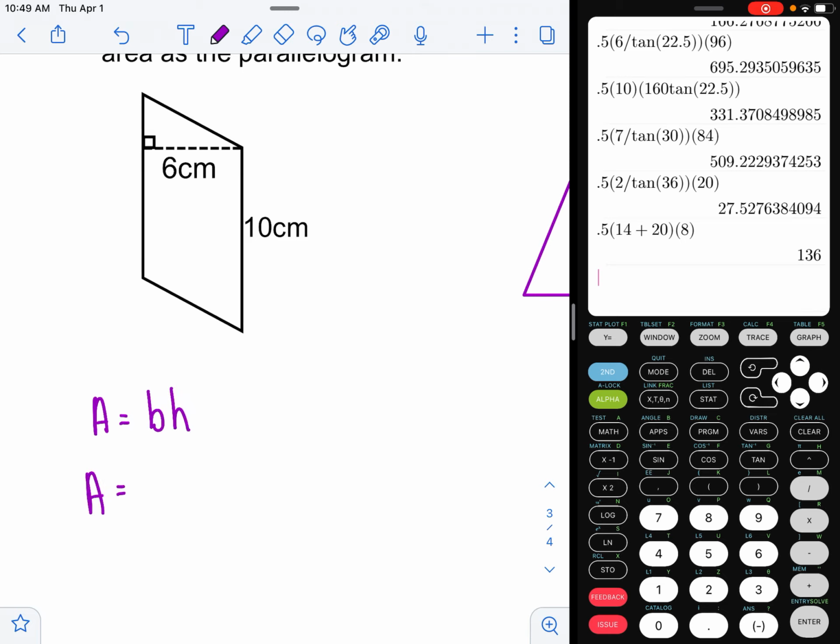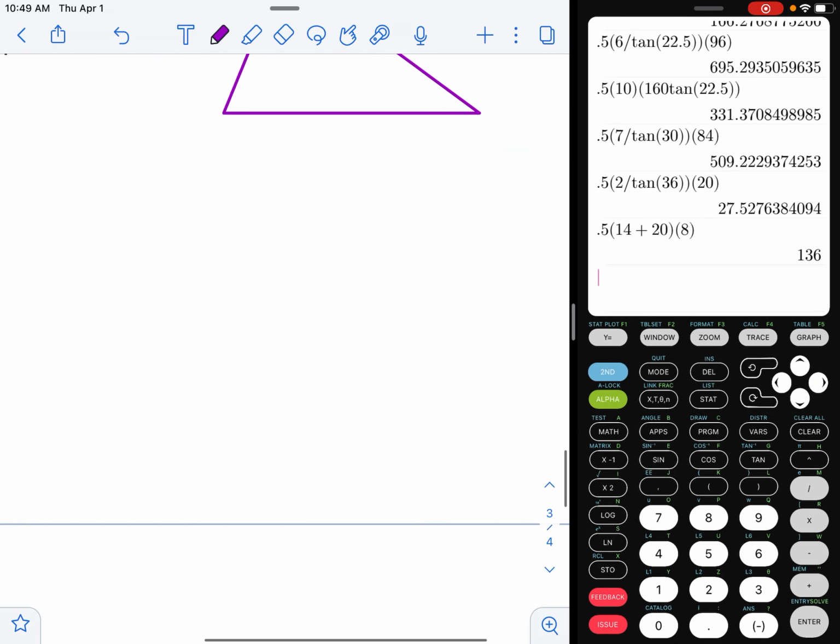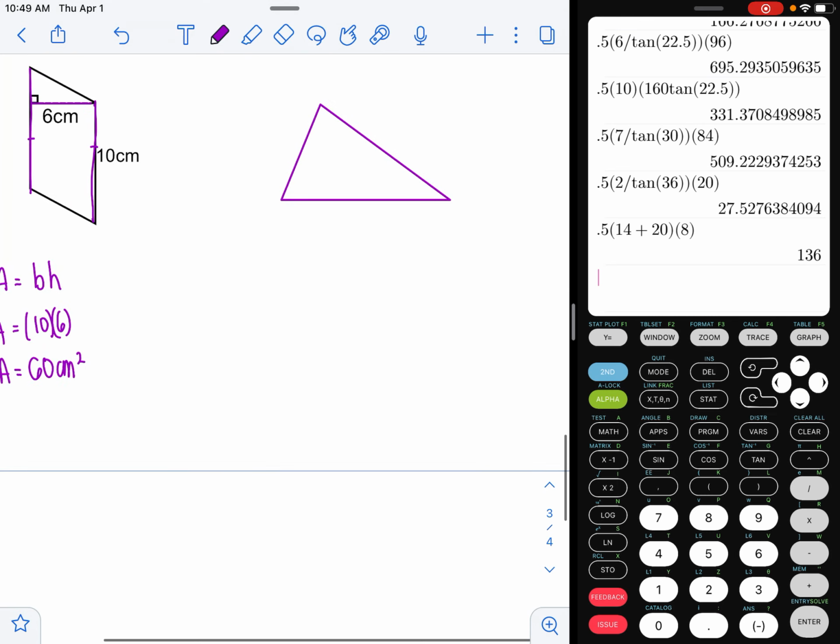Area equals. I need the base and the height. Remember, the base and the height are perpendicular. So here's my height, here is my base, or here is my base. It's the same, right? 10, 10. So I do have my base, it's 10. Oops, that doesn't look like a 10. I do have my height, it's a 6. So the area of this parallelogram is 60 centimeters squared. So I want a triangle that has an area of 60.